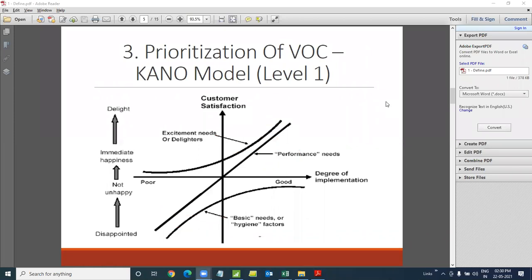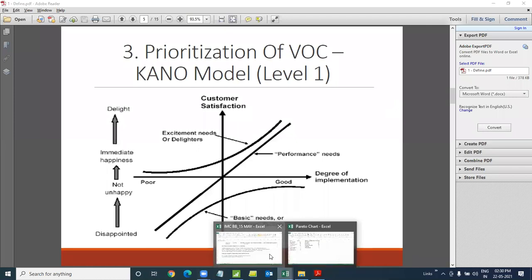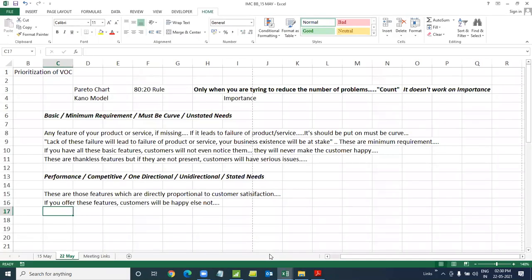Say, for example, when we talk about Apple as a cell phone manufacturer, these people have always maintained a segment.